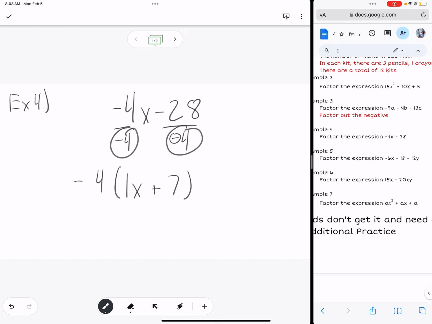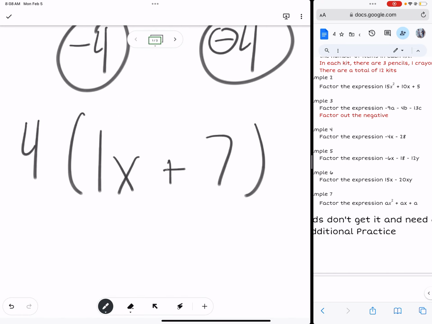Quit talking. All right, so let's get in the habit of factoring out the negative. On the test, I will have examples where you're going to have to factor out a negative.